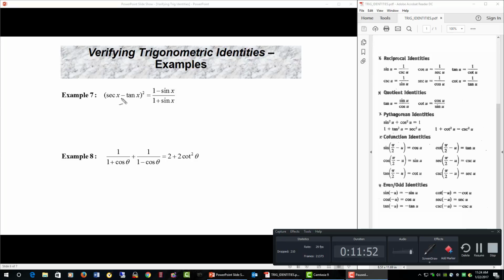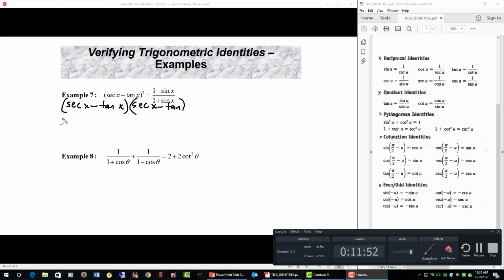So I want to verify the secant of angle x minus the tangent of angle x, squared, will equal 1 minus sine of angle x over 1 plus sine of angle x. So what I'm going to do first is I'm going to take and FOIL these on the left. Since I have a binomial squared, it behaves just like it does in algebra. So I'm just going to go ahead and multiply these, foiling.